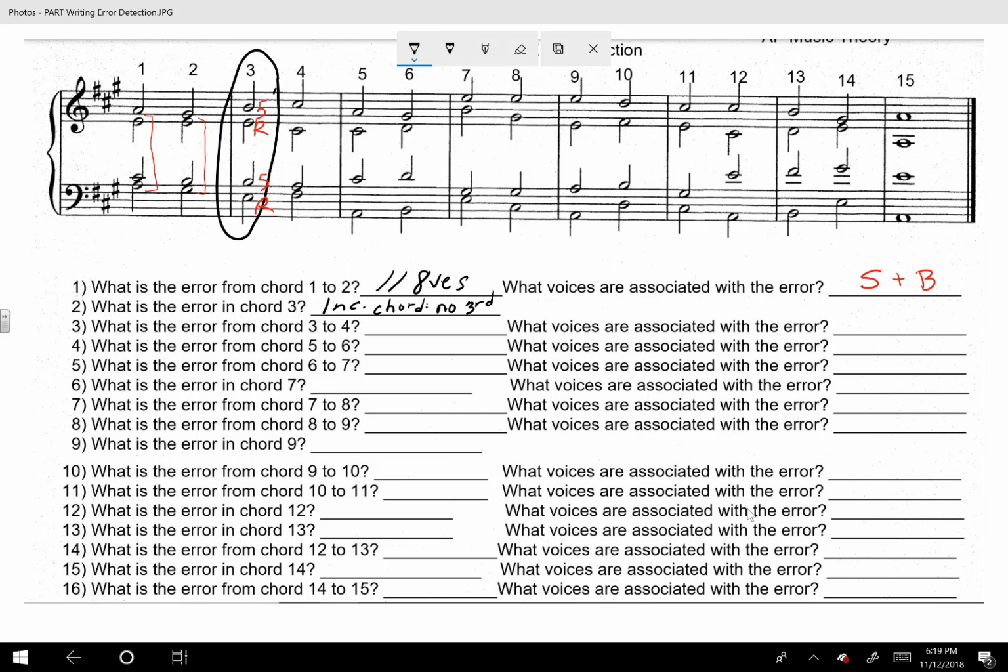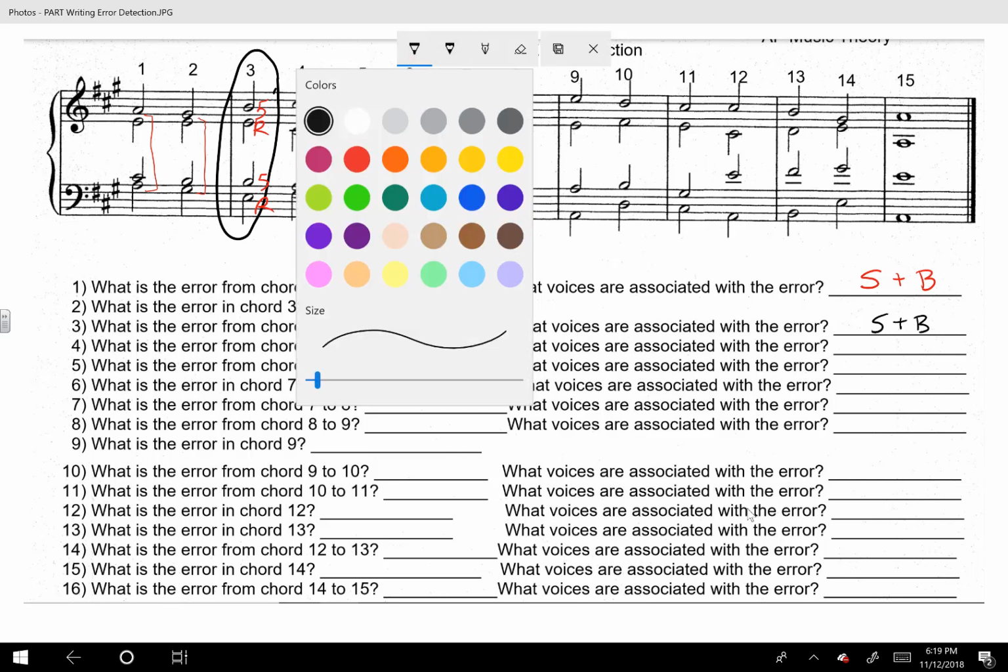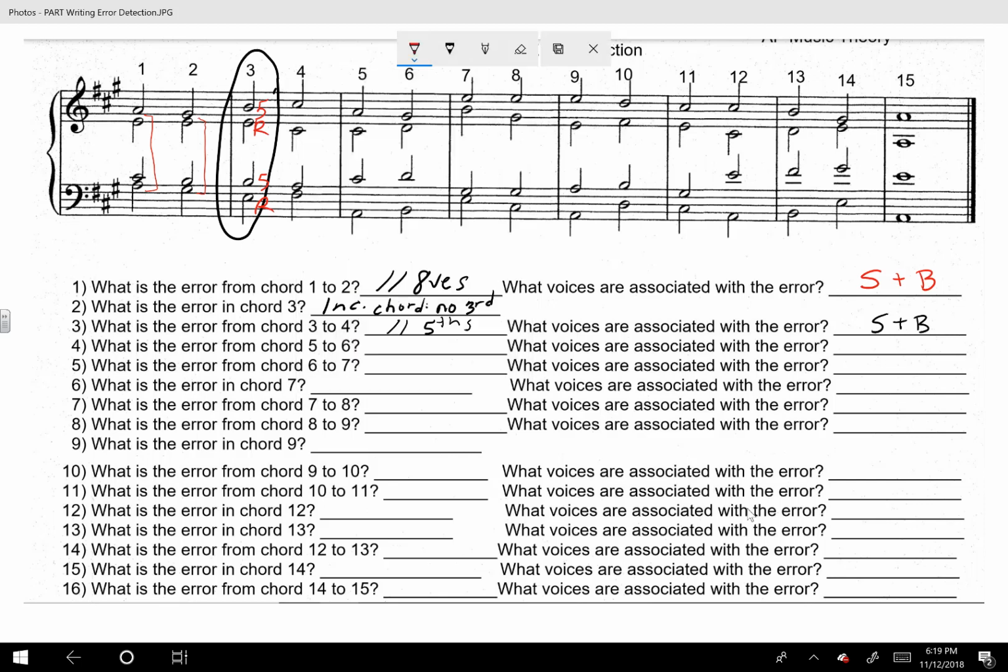Number 3, what is the error from chord 3 to 4? The error is parallel fifths, and it happens between the soprano and the bass. You have an E to a B and an F to a C. Parallel fifths are forbidden.